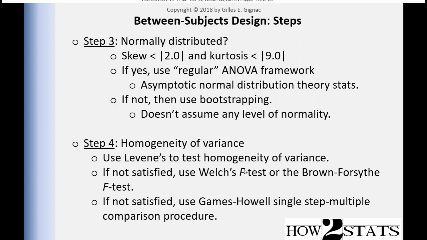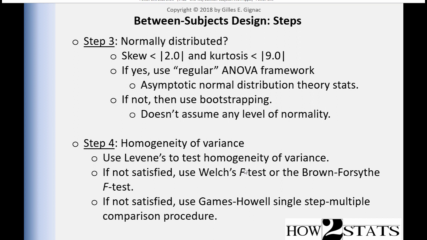And I also note that you can even use the Games-Howell in the bootstrapping framework. So if you use Games-Howell with bootstrapping, you're pretty much protected in every case, because it doesn't assume any level of normality, it doesn't assume any sample size equality, it doesn't assume any homogeneity of variance, and it doesn't even need an ANOVA to be significant first, because it's a single-step procedure. So it's really the best of all possible worlds in a sense. There might be some multiple comparison procedures out there that are similar to the Games-Howell, that are a little bit better because they have a little bit more power, but my hunch is there isn't very much of a difference.